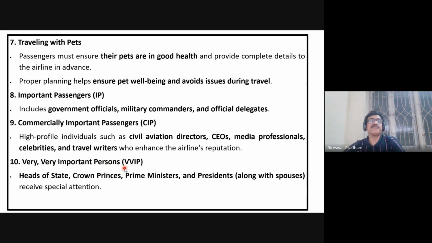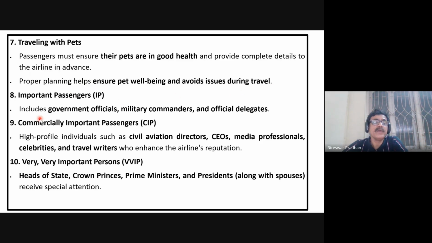Now, traveling with pets. If traveling with the passenger, the passenger must ensure their pets are in good health. So a health certification is needed, and as already discussed earlier, the veterinarian can certify this and provide the complete details to the airline in advance. Proper planning helps ensure pet well-being and avoids issues during travel.